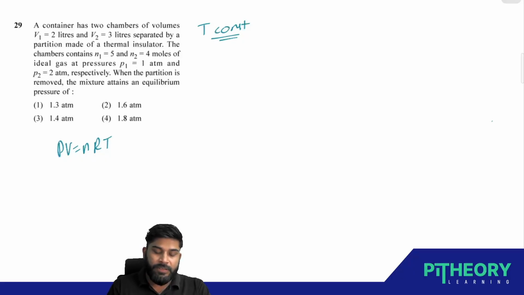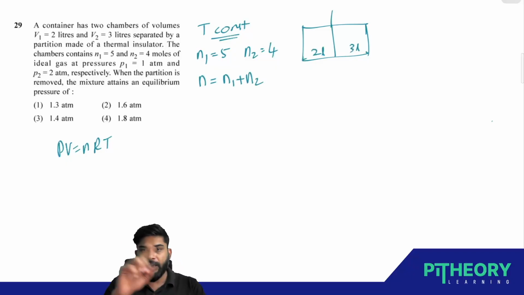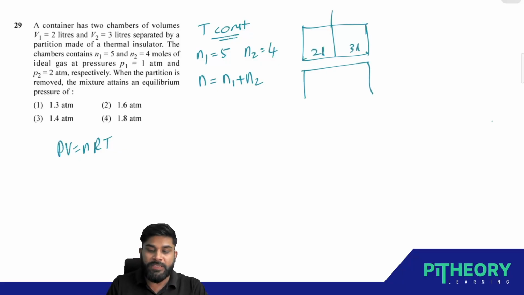So the initial number of moles is given. N1 is equal to 5, N2 is equal to 4 moles. Now, if these two are mixed, see here we have two chambers, right? What are the volumes? 2 liters of volume here, 3 liters of volume here. Now, if the partition is removed, the final system, if you are taking the total number of moles, you can write it as N1 plus N2. Finally, when the partition is removed, the total number of moles is N1 plus N2.